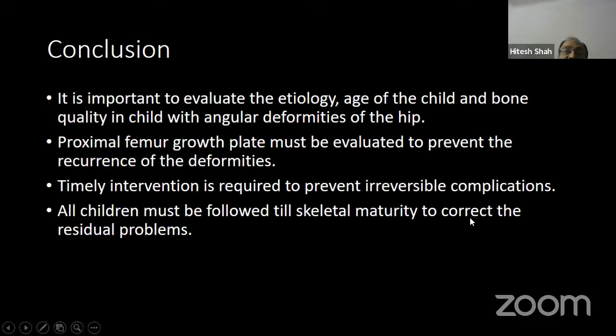Yes, and the last point, all the children must be followed to skeletal maturity, as many of the children will have the recurrence of the deformity.